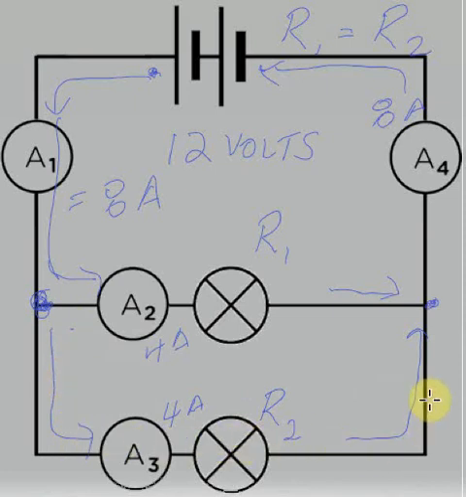This is an example of Kirchhoff's current law in a parallel circuit. In this case here, since the resistors are the same, the total current leaving the battery must equal the total current coming back into the battery.